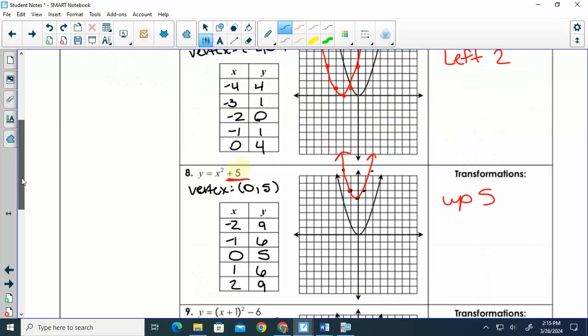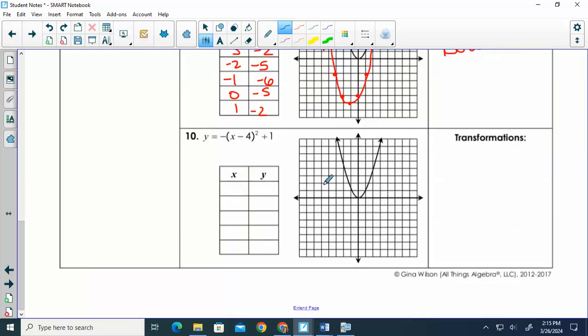So now, let's look at number 10. You might be able to tell me a couple things. What should the minus 4 do? Well, the minus 4 is attached to the x, so it'll move it to the right 4. And the plus 1 on the end would move it up 1. But we have another thing on this. We have that negative. So let's see what happens.